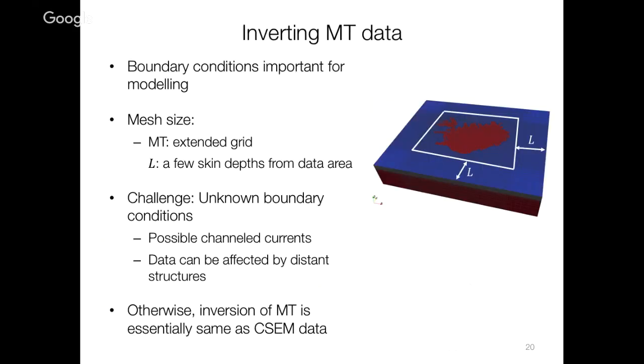Inverting data, again, is nothing really different compared to inverting control source, except that we don't necessarily know what the boundary conditions are. Because we've got this great big Earth, right? Honestly, I could have an ocean sitting out there and a big conductor that's channeling currents in here, and that could screw things up a bit. So you need to be cognizant of that. But aside from that, kind of good to go.